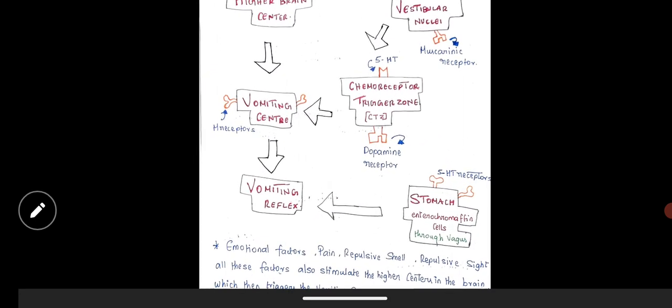So we will revise one time. First, we have the chemoreceptor trigger zone, which is present outside the blood-brain barrier, and it is permeable to cytotoxic agents during chemotherapy. So through 5-HT receptors and dopamine receptors, it stimulates the muscarinic receptors present in the vomiting center, and it stimulates the emetic reflex.